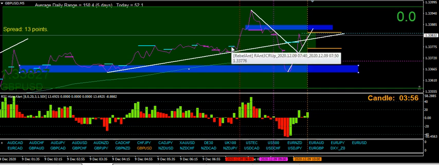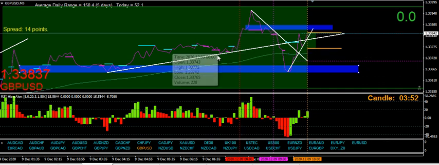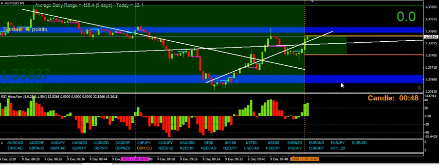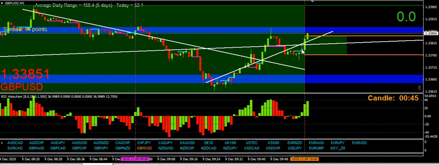Same with this 1 minute chart with this cable. Not as good. I was looking at GJ actually, and there was a good move there. You've got your three candle reversal there, price is going up now.